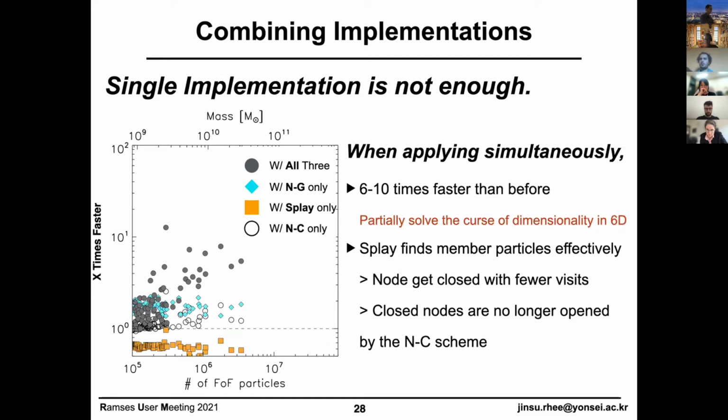In our investigation, the curse of dimensionality seems to be partially solved when we apply all implementations at the same time. When we apply all 3 implementations, we achieve roughly 6 to 10 times better speed than before. This is because SPLAY operation finds member particles effectively, which means a node gets closed with fewer visits, and the closed node is no longer visited by the node closure algorithm.